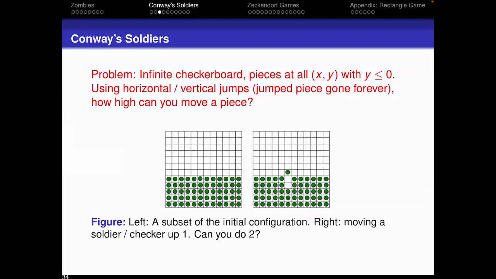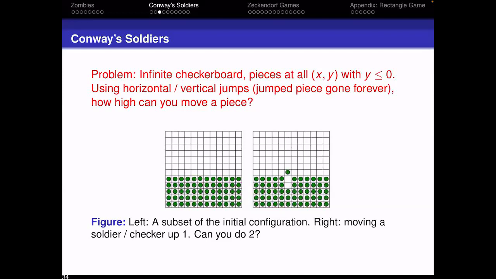So this shows you that with the infinite checkerboard it is possible to have a sequence of moves where a piece ends up 1 unit above the start. We will call this row 0, row -1, row -2, and we'll call this row 1. So that's an easy proof that you can get a checker piece up at least 1 unit. Can somebody give me a way to get a checkerboard piece up 2 units?